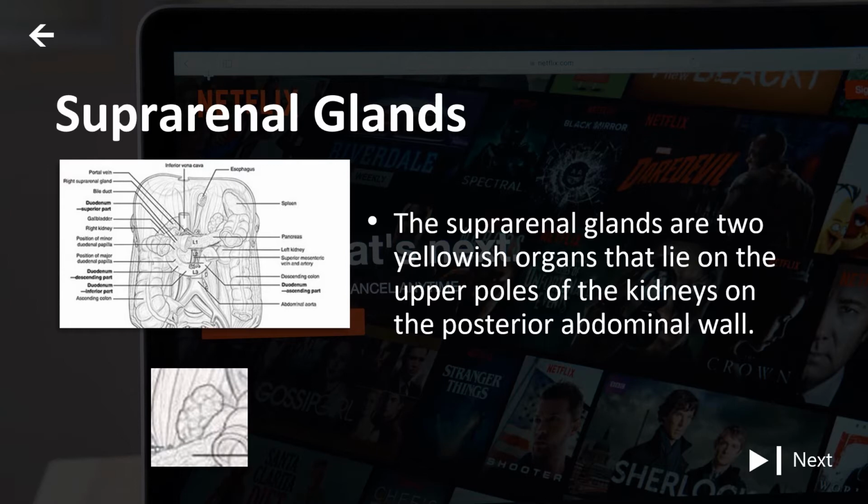The right suprarenal gland is pyramid-shaped and cups the upper pole of the right kidney. It lies behind the right lobe of the liver and extends medially behind the inferior vena cava. It rests posteriorly on the diaphragm. The left suprarenal gland is crescentic in shape and extends along the medial border of the left kidney from the upper pole to the hilum. It lies behind the pancreas, the lesser sac, and the stomach and rests posteriorly on the diaphragm.